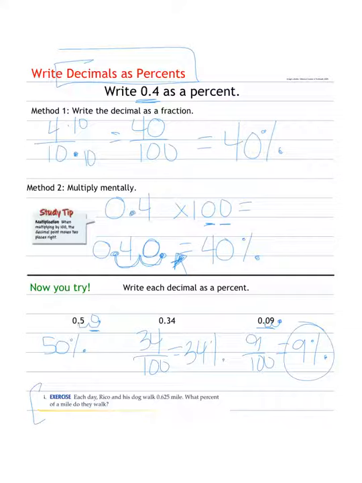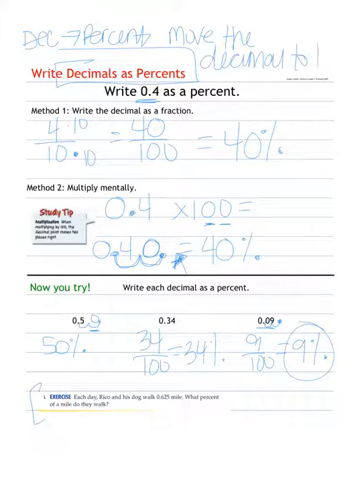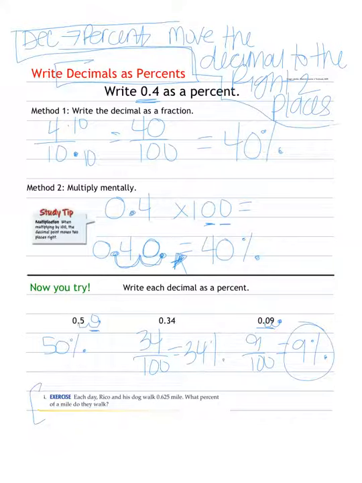Each day, Rico and his dog walk 0.625 miles. What percent of a mile do they walk? So decimal to percent: move the decimal to the right 2 places. I would say that would be the second most important, or maybe tied for the most important thing to write down on this video. The other one, for percents to decimals, is moving it to the left, and this one is moving to the right.